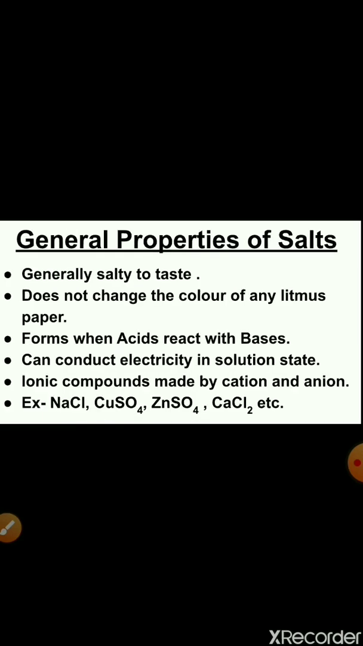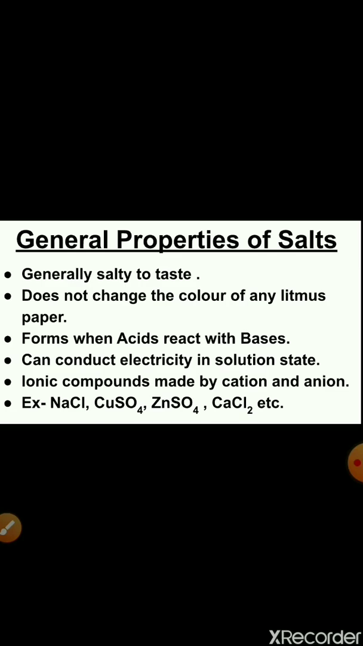Now we are having the next topic as general properties of salts. Children, here I am telling you only the general properties. Other properties we will learn later, but I am giving you small information about their properties so that you can find out which substances are acid, base or salt by knowing only the general properties. Now the next one is general properties of salts.